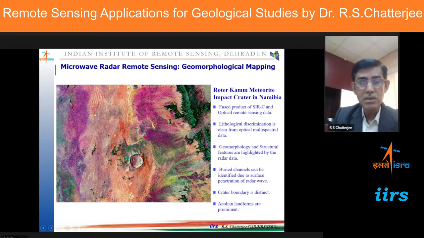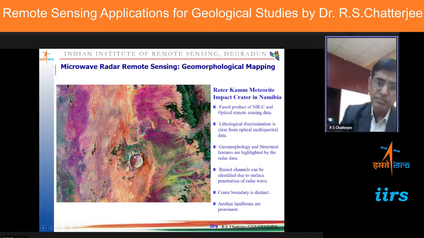You see here, these are the elongated features. These are basically the longitudinal dunes. So dunes are also very, very prominent here because the radar image is merged. And this is basically an impact crater. The boundary of the impact crater is very distinct.